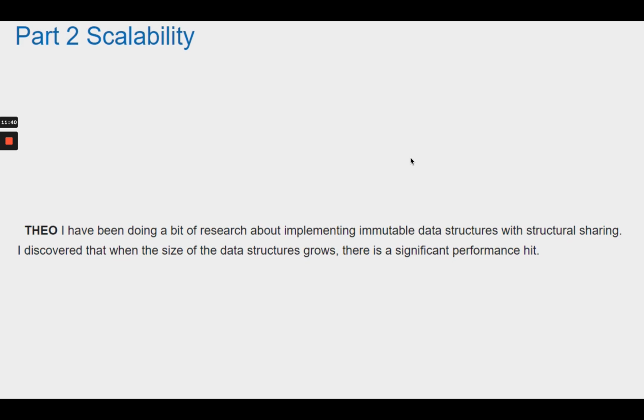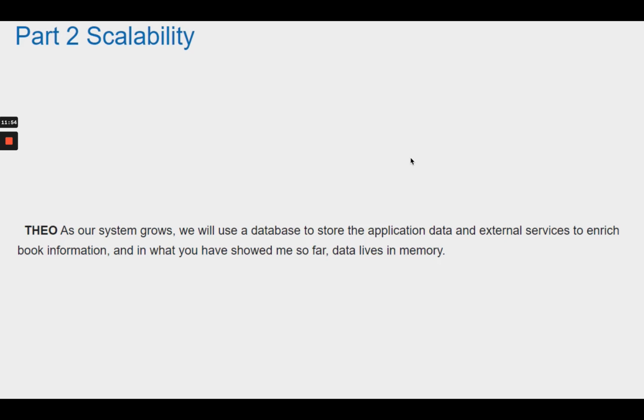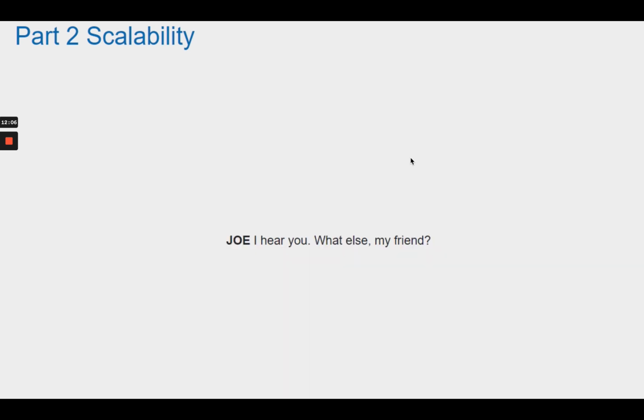Joe: I hear you. What else, my friend? Theo: I have been doing a bit of research about implementing immutable data structures with structural sharing. I discovered that when the size of the data structure grows, there is a significant performance hit. Joe: I hear you. What else? Theo: As our system grows, we will use a database to store the application data and external services to enrich book information. And in what you have showed me so far, data lives in memory. Joe: I hear you. What else, my friend? Theo: Don't you think I have shared enough reasons to abandon DOP?